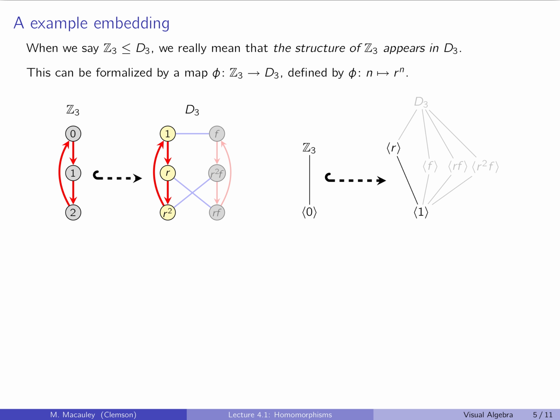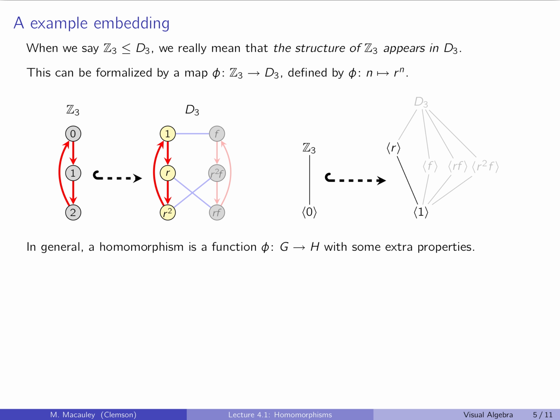This can be formalized by a map phi from Z3 to D3 defined by sending n to r to the n. So it sends 0 to r to the 0, 1 to r to the 1, and 2 to r squared. You can see how a copy of the subgroup embeds into D3. In terms of the subgroup lattice, a copy of the subgroup of Z3 embeds into the subgroup lattice of D3.